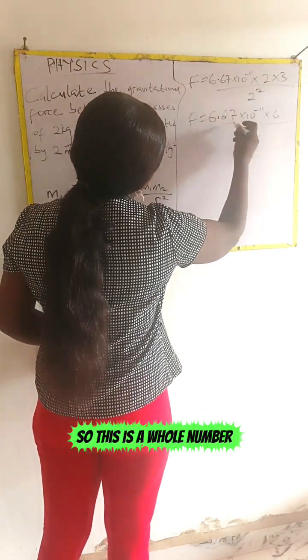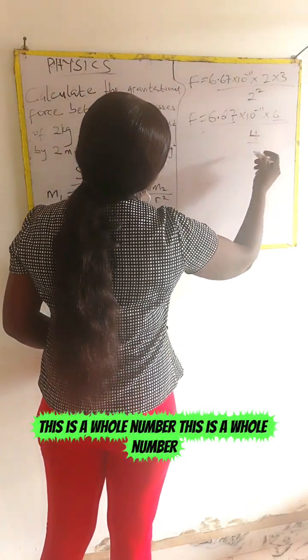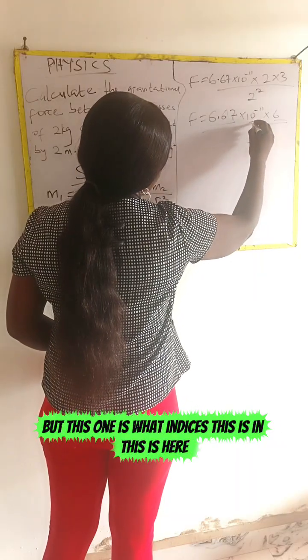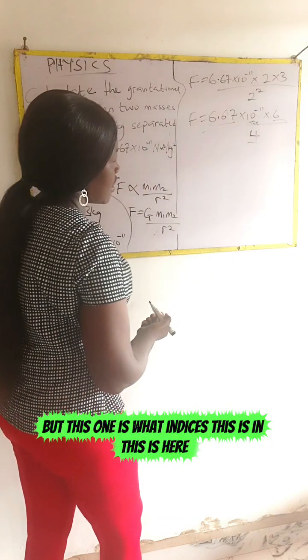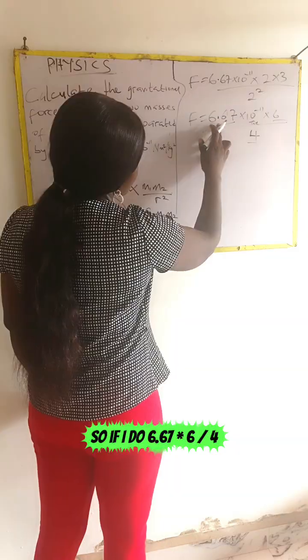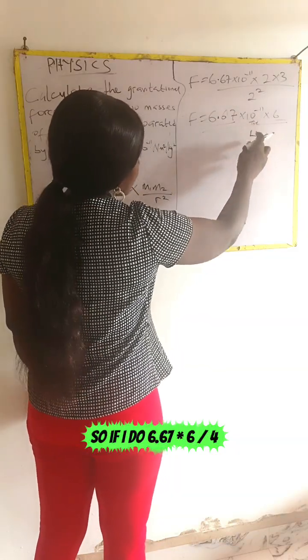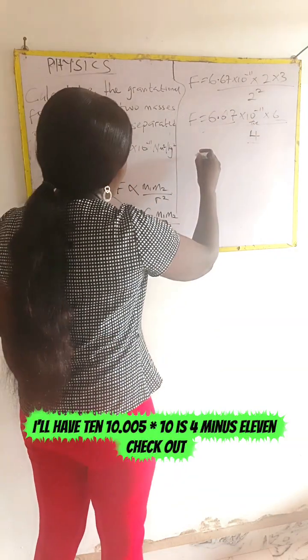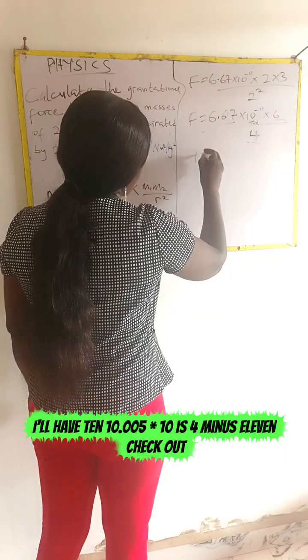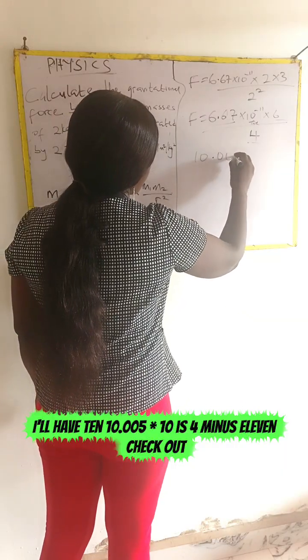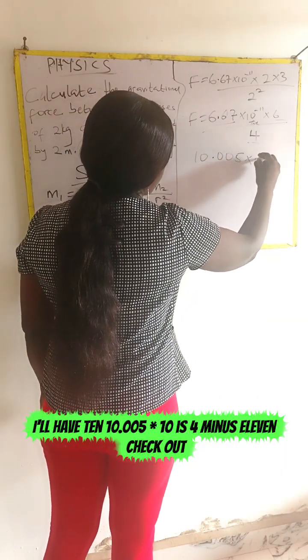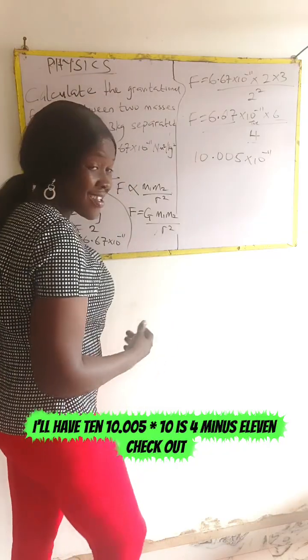Now, coming here, I cannot go and multiply this thing together. This is the whole number, this is the whole number, but this one is what? Indices. This is indices here. So if I do 6.67 times 6 divided by 4, I'll have 10.005 times 10 raised to the power minus 11.